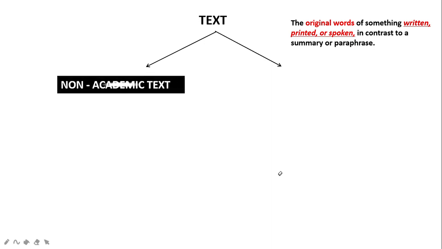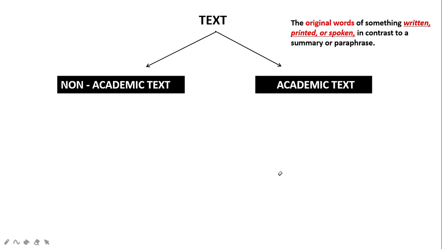So now, let us begin our discussion with the word text, since text is very important in English for academic purposes. So text is defined as the original words of something written, printed, or spoken. It is in contrast to a summary or paraphrase. So we have two types of text. We have non-academic text and academic text.